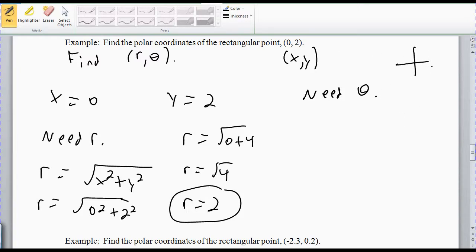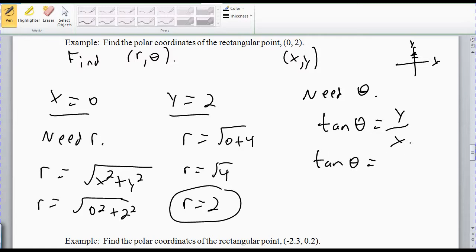Now if I plot this point 0, 2, it's going to put it up here on my xy plane. So I pretty much know it's going to be on my positive y-axis, and I already know what that angle is, but in case it's one you may not recognize, here's what we're going to use. We're going to use tangent theta is equal to y over x, because we're given x and y. So tangent of theta is equal to 2 over 0, and that's not possible.